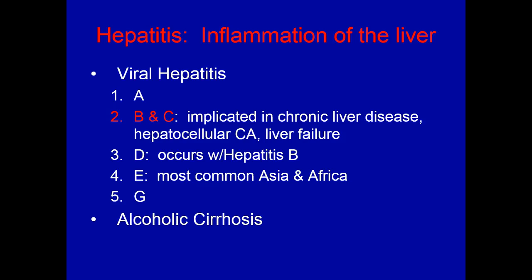So let's talk about the categories. Now, there's alcoholic hepatitis as well, so there are other reasons why you might have hepatitis. But right here we're focused on the specific categories of viral hepatitis. So we have A, which is mainly transmitted through the oral-fecal route: contamination of food, contamination of utensils, poor hand washing.